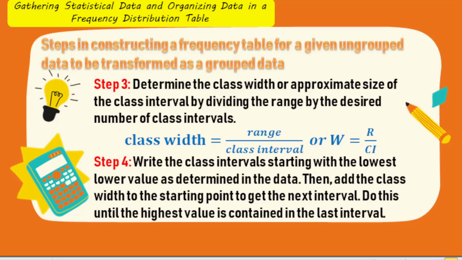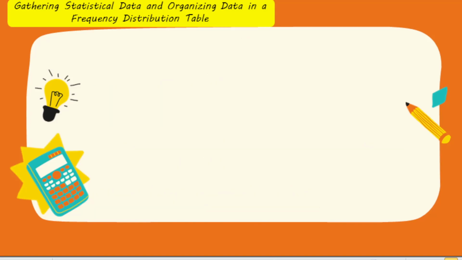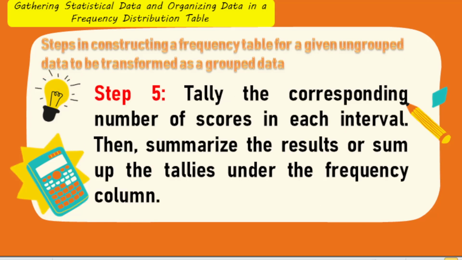Step 4, write the class intervals starting with the lowest value as determined in the data. So, lowest value as determined in the data, then add the class width to the starting point to get the next interval. Do this until the highest value is contained in the last interval. You will understand that later when we give an example. Then, step 5, tally the corresponding number of scores in each interval. Then, summarize the results or sum up the tallies under the frequency column.